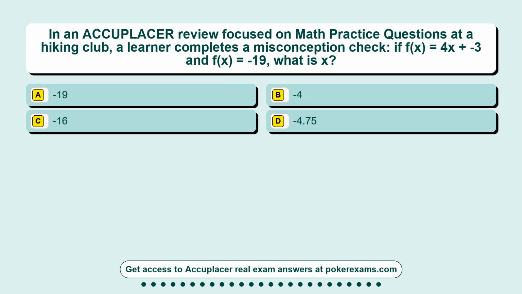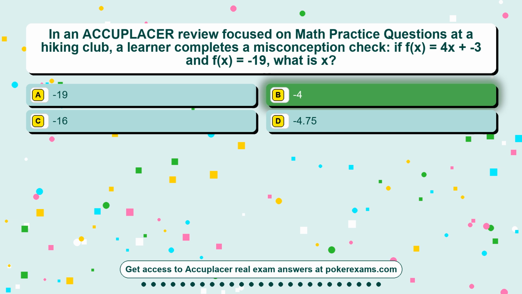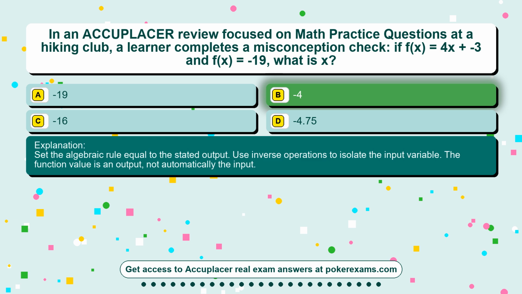Option A, -19, option B, -4, option C, -16, option D, -4.75. The correct answer is option B, -4. Set the algebraic rule equal to the stated output. Use inverse operations to isolate the input variable. The function value is an output, not automatically the input.